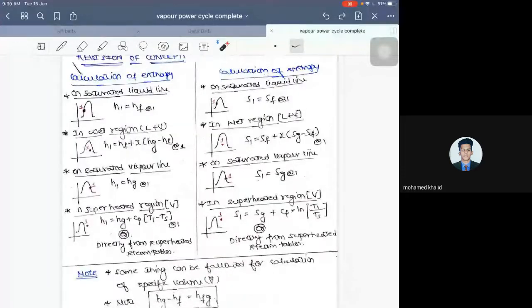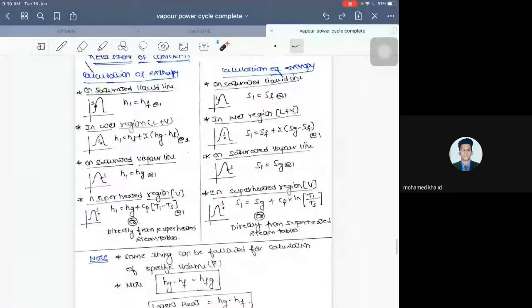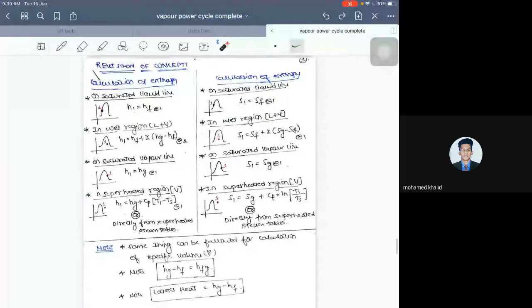Now, I suggest all of you take a screenshot and keep it with you for reference. Sfg is nothing but Hg minus Hf. I told you latent heat is nothing but Hfg, which is Hg minus Hf. The same formulas can be followed for the calculation of specific volume if at all it is required. Taken the screenshot? Yes, sir. Clear now.